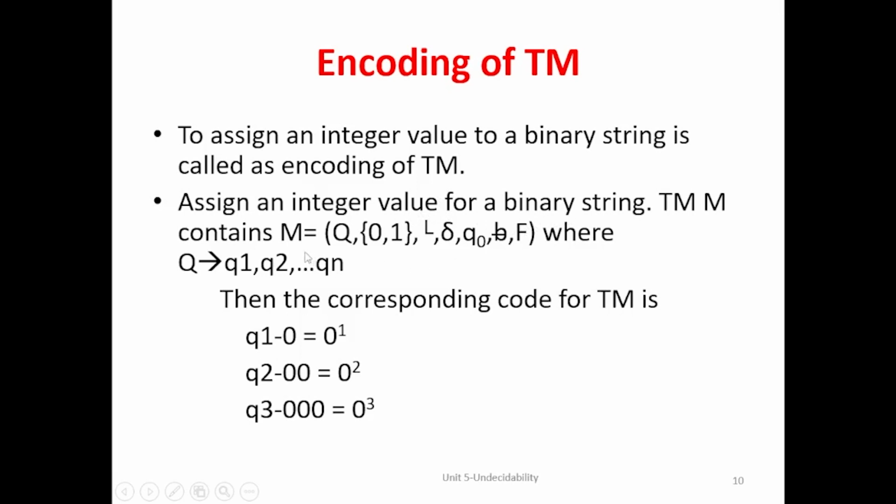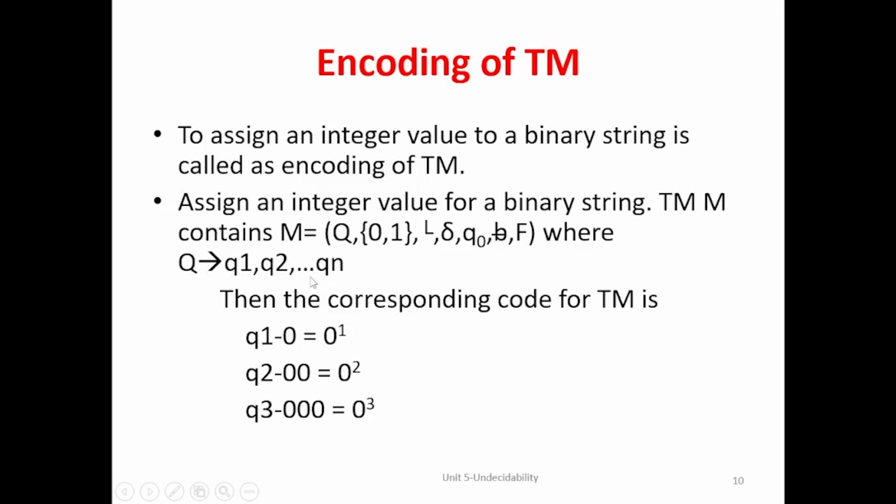If you consider a Turing machine M, a Turing machine is already a 7-tuple representation which contains Q, sigma, tau, tilde, initial state, then blank space symbol, and final state. These are the 7 categories available. And we should write the set of states Q. Here in this example, Q contains Q1, Q2, Qn values.